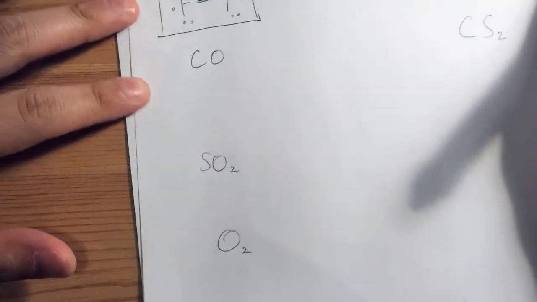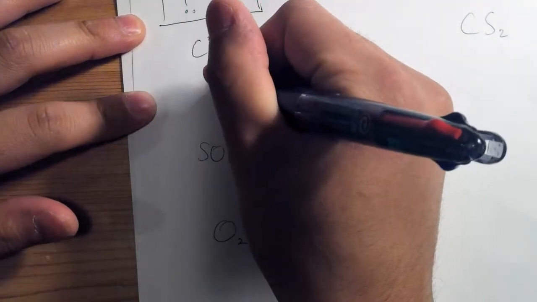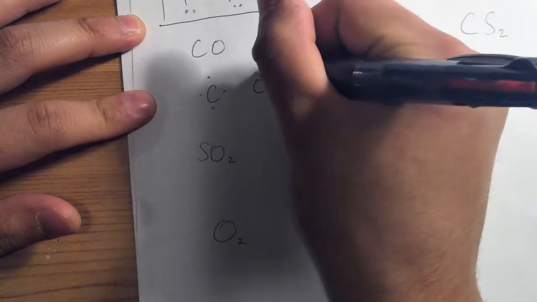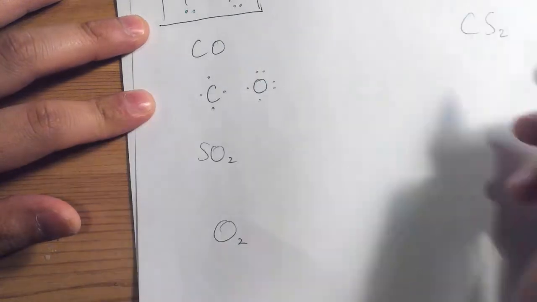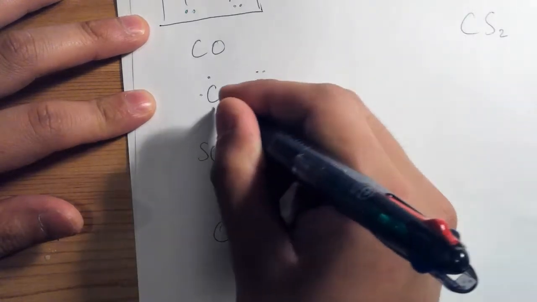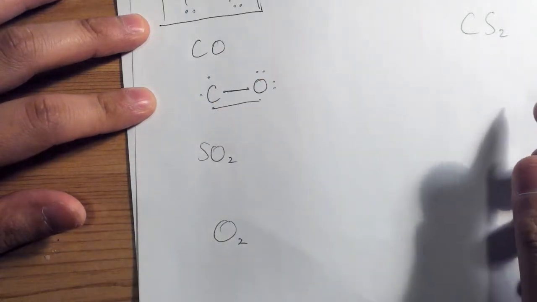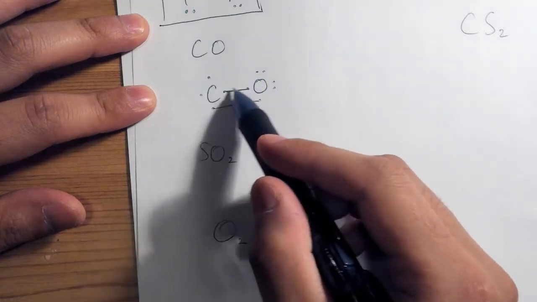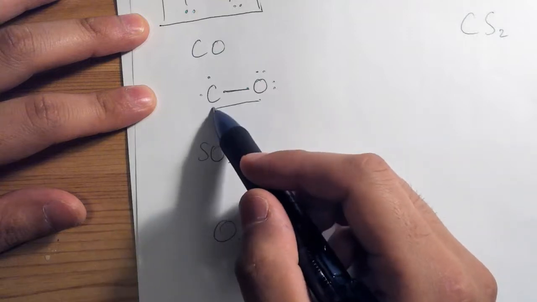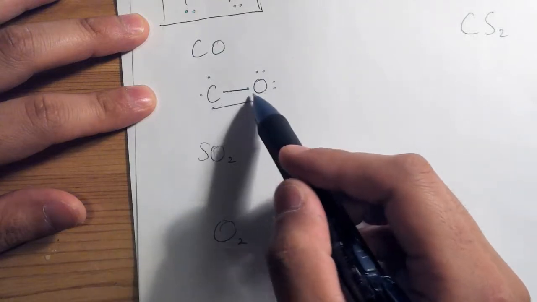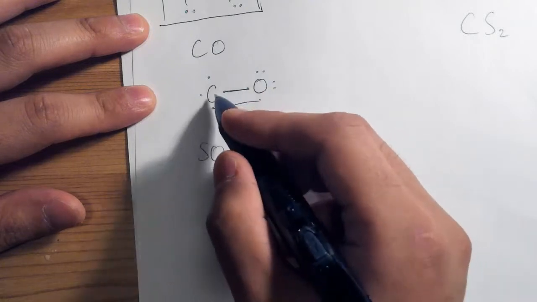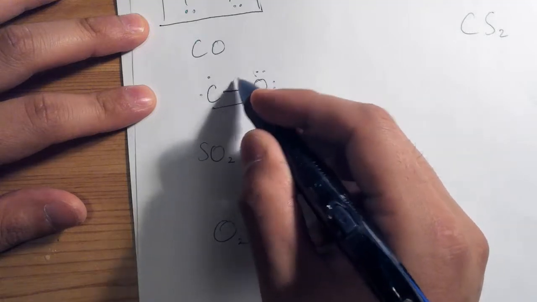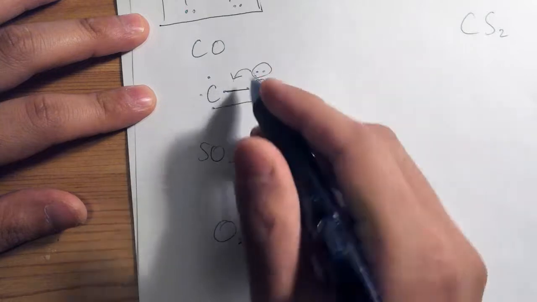Next is CO. Let's write CO first. C has 4 valence electrons and O has 6 valence electrons. Let's get the lone electrons together first. There's one and then there's another. Remember, we have to fulfill the octet rule. There are 1, 2, 3, 4, 5, 6 valence electrons here, and 1, 2, 3, 4, 5, 6, 7, 8 valence electrons here. But if we want this to fulfill the octet rule, we can bring this pair over and create a bond, and bring it here and create another bond.